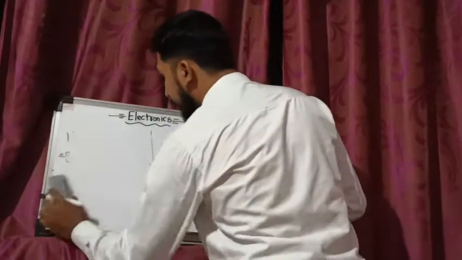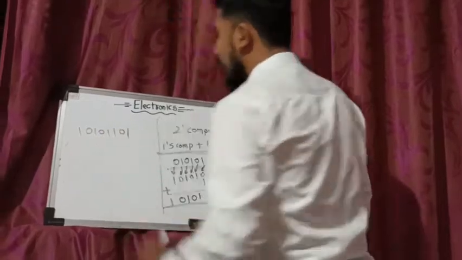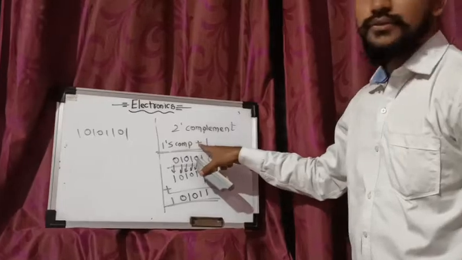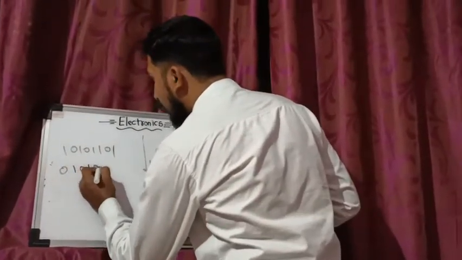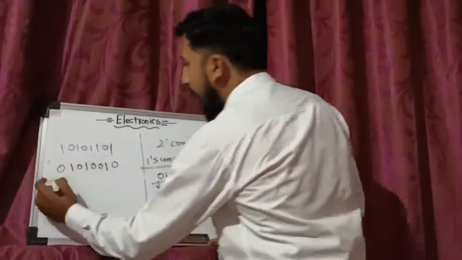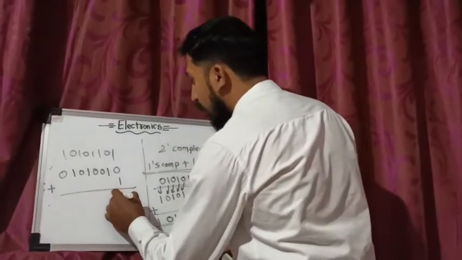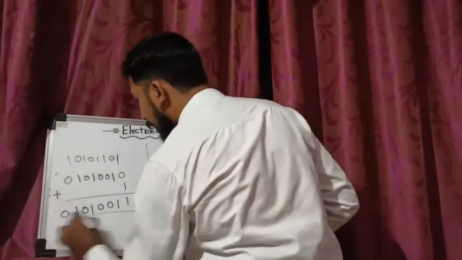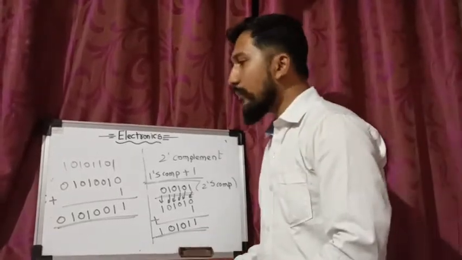We'll take another example. You have the number 1 0 1 0 1 1 0 1. How will you find its two's complement? Two's complement is equal to one's complement plus 1. So it will be 0 1 0 1 0 0 1 0. What we have done is the one's complement. Now add 1 to this. What will it be? Following the rules for binary addition, 0 1 0 1 0 0 1 1. So this is how we find one's complement and two's complement.